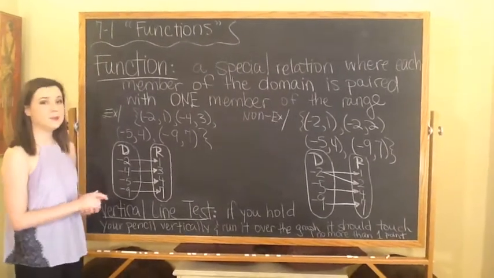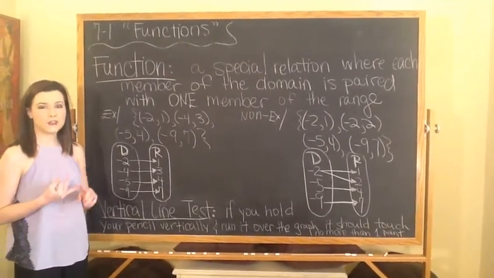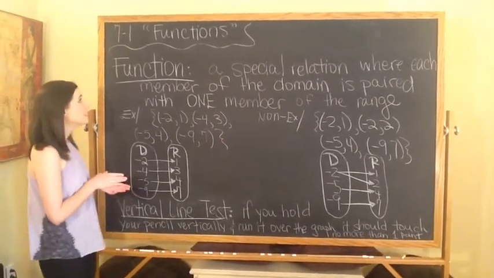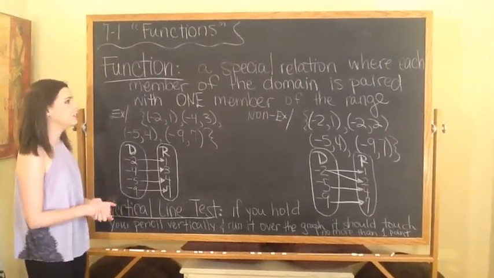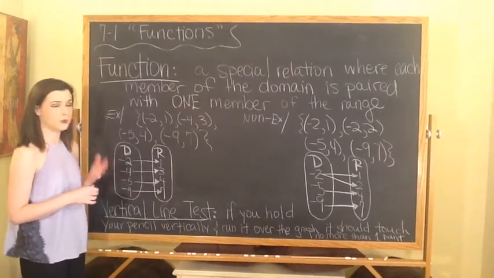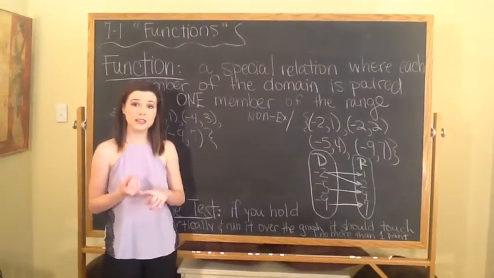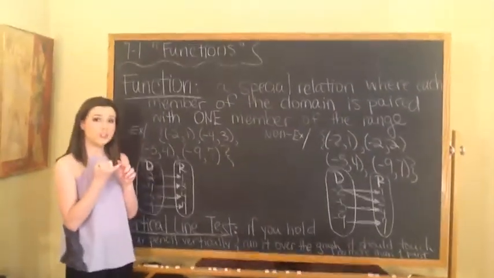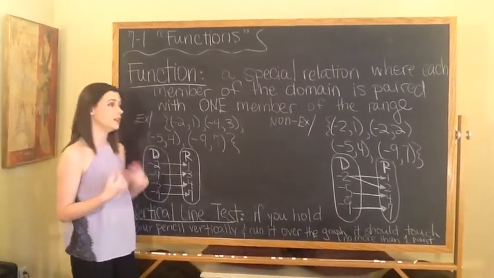7-1. Basically in this chapter we're transitioning to talking more about graphs and functions and graphing lines and things like that. In order to talk about functions we need to know what a function is. A function is a special relation where each member of the domain is paired with one member of the range. First thing you need to realize, domain and range, we're talking about the x and y values. So one domain goes with one range. The domain shouldn't be shared with more than one number of the range.